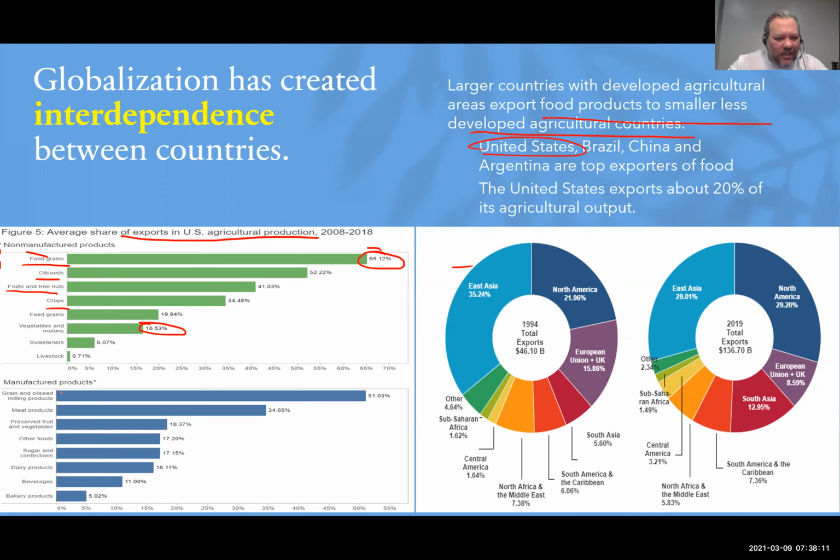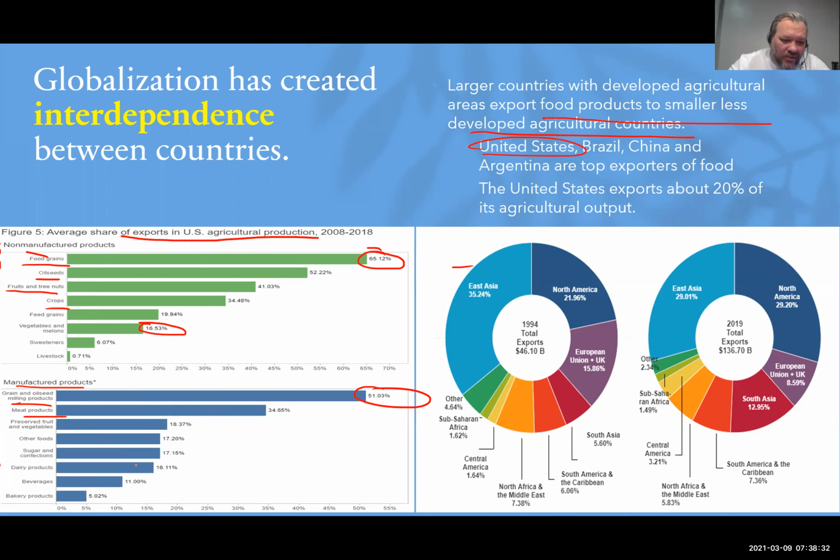All right. And so in terms of manufactured products, this is where we grew the crop and then turned it into a finished good. Grain and oilseed milling products, meat products. You can see 51% of grain and oilseed milling products would be exported, of all the ones that we produce. And so that's kind of how you read this.